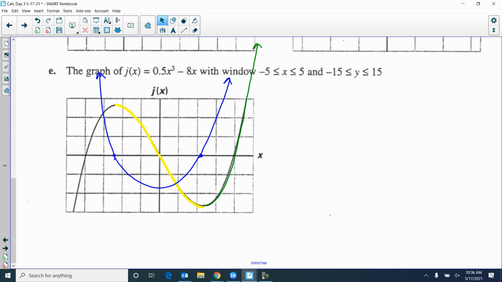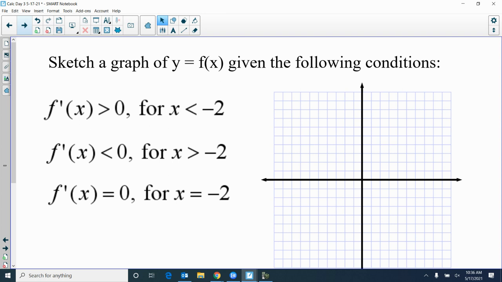So what I want you to be able to do is take a graph and then come up with the derivative graph of that. All right, we're going to do a couple things on the back. I'm going to give you some conditions. You are going to give me the graph.